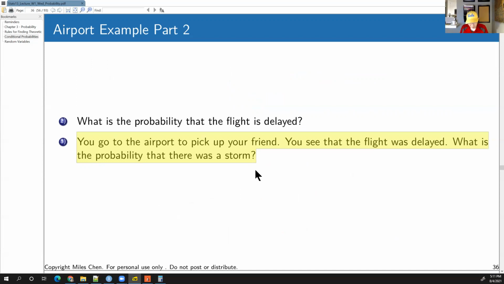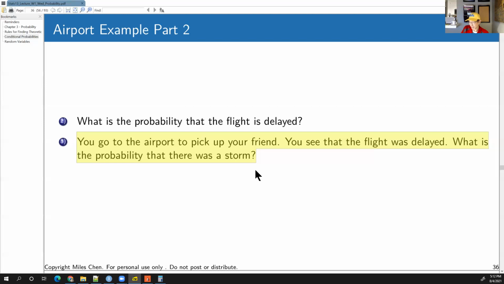Now, the adventure of going to the airport is no longer an adventure. You just check on your phone and you can see exactly where the airplane is, and you know exactly whether it's going to be delayed or not. But we're going to pretend that we live in the 60s or something, and you go to the airport, you see the board and it says, oh, the flight's delayed. And then you go, oh, I wonder if there was a storm. This is a contrived scenario, but that's where we are.